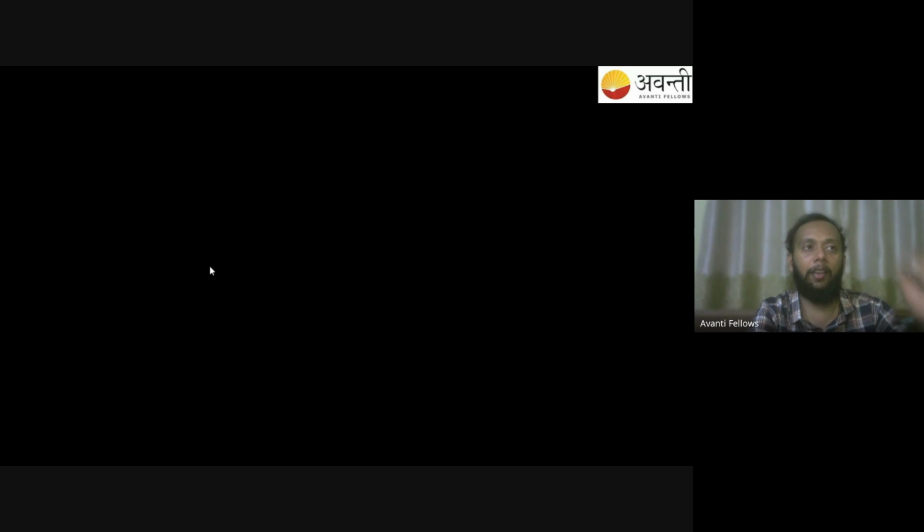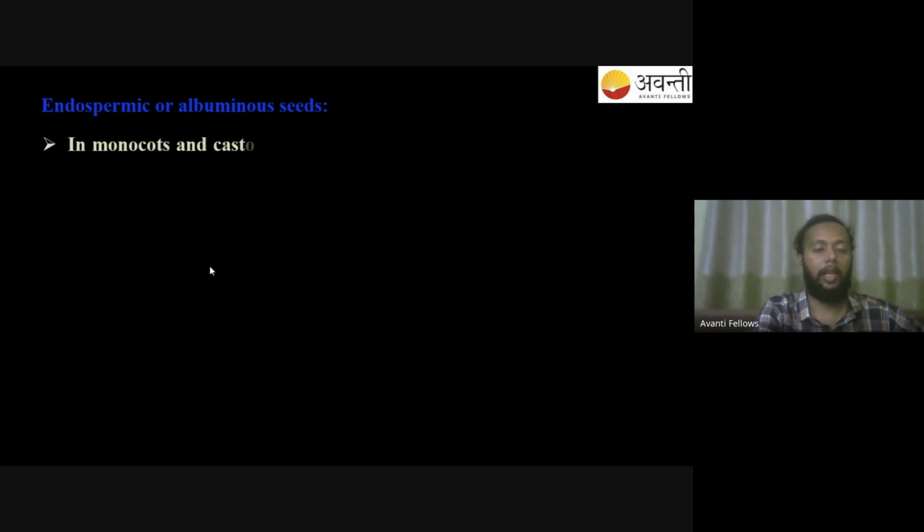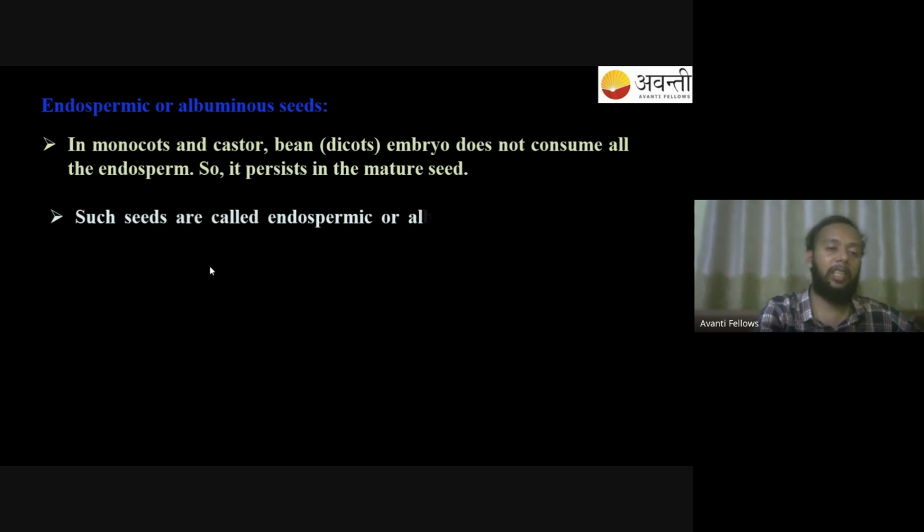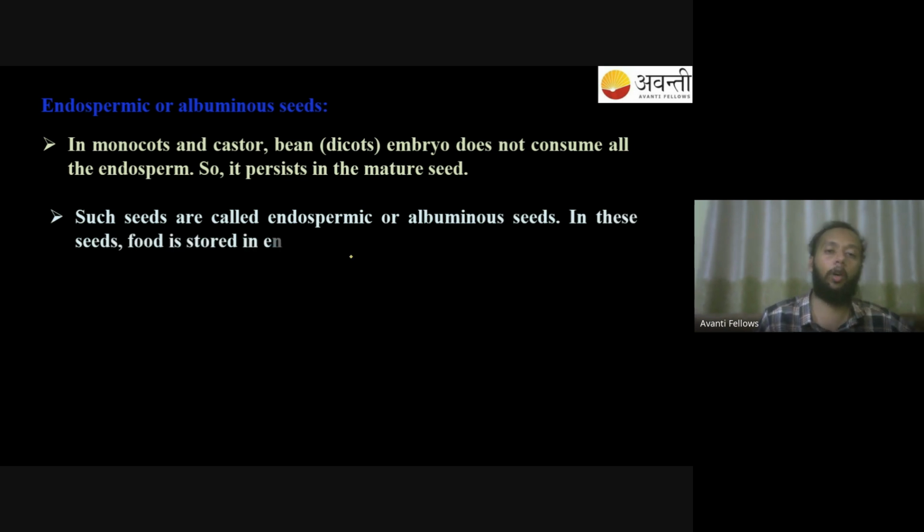Endosperm is present. Yes, you will find even after the growth of the embryo, development of the embryo, a small amount of endosperm can be seen in them, and that is albuminous, or you can call it an endospermic seed. So let's have a look at them. In castor and bean, the embryo does not consume all the endosperm, so it persists in the mature seed. So mature seed में आपको endosperm देखने के लिए मिलेगा. Such seeds are called endospermic or albuminous seeds.